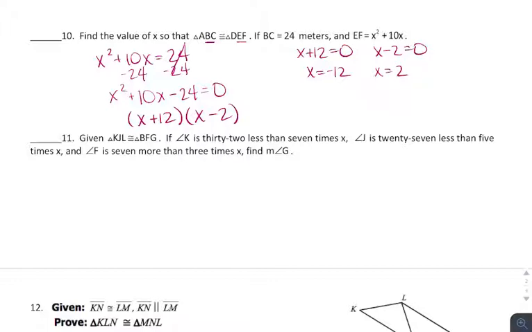Last thing is we just have to plug them back in. So if we plug in negative 12, we're going to get negative 12 squared plus 10 times negative 12. So 144 minus 120, which is a positive number. And then if we plug in a positive 2, we're still going to get a positive number because there's no negatives there. So both of our answers, negative 12 and 2.